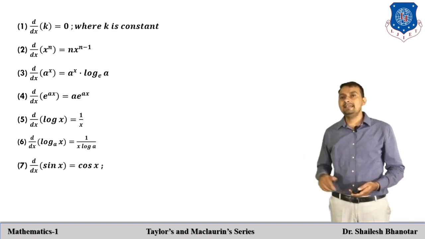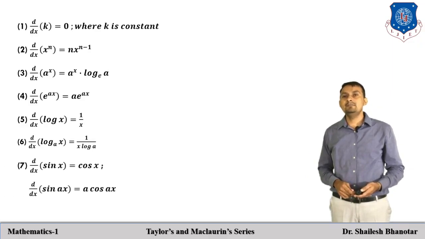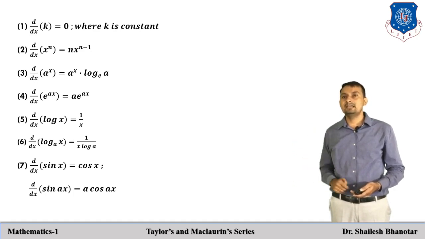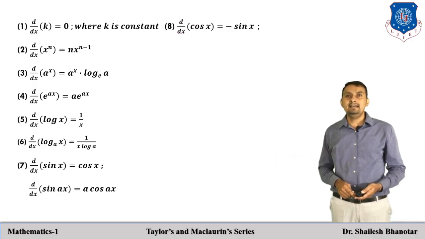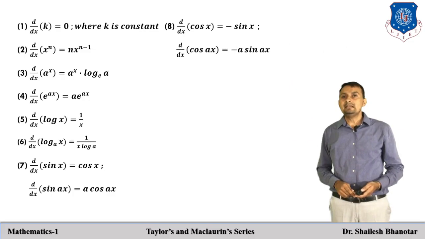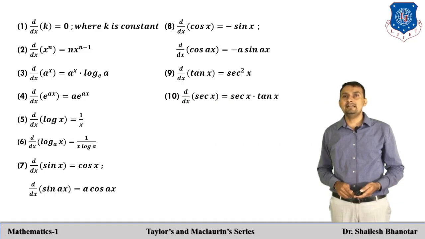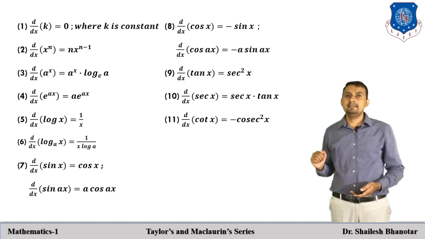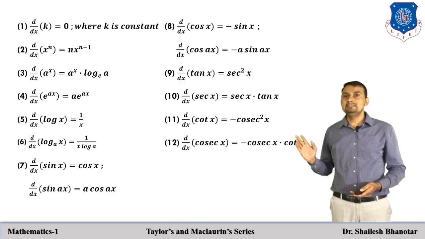Then d by dx of sin x is cos x. Again, d by dx of sin ax will be the first derivative of sin, that is cos, but the derivative of ax is going to be a only, and this is where we have used the derivative of the composition of two functions. Next, d by dx of cos x is minus sin x, d by dx of cos ax is minus a sin ax, d by dx of tan x is sec square x, d by dx of sec x is sec x into tan x, d by dx of cot x is minus cosec square x, d by dx of cosec x is minus cosec x into cot x.